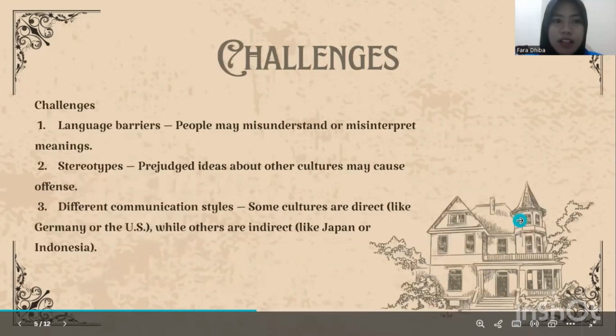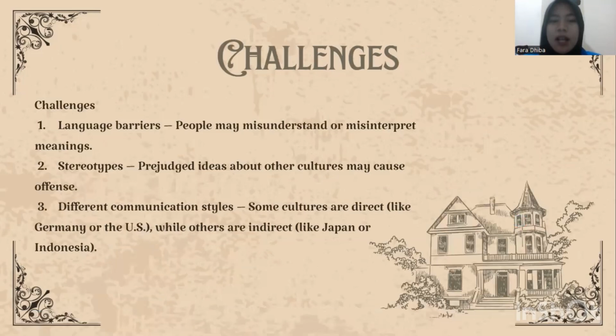Then the challenges. Language barrier: people may misunderstand or misinterpret meaning. And then stereotypes: prejudiced ideas about other cultures may cause offense. Different communication styles: some cultures are direct, like Germany or the US, while others are indirect, like Japan or Indonesia.